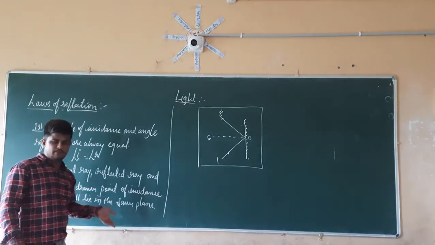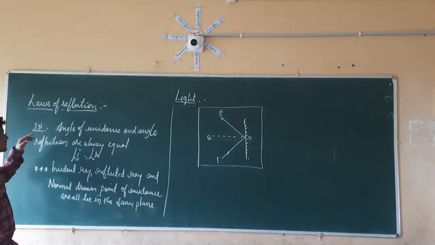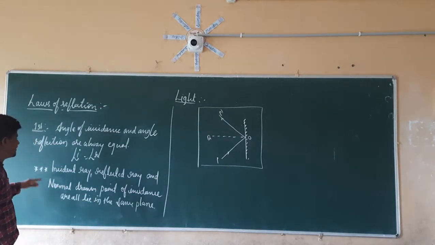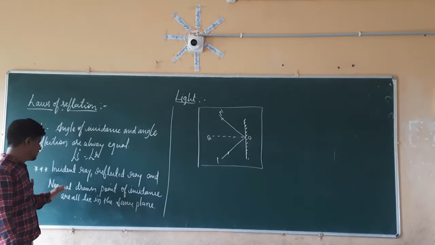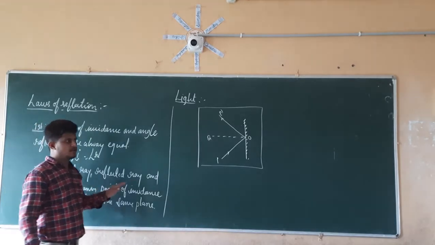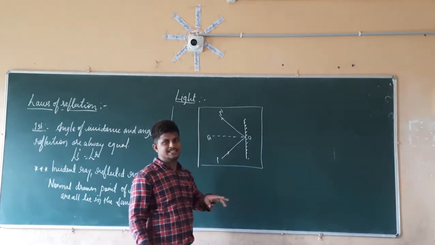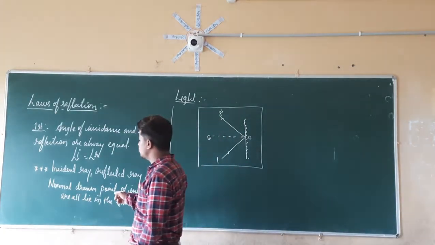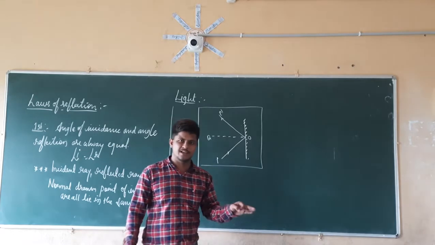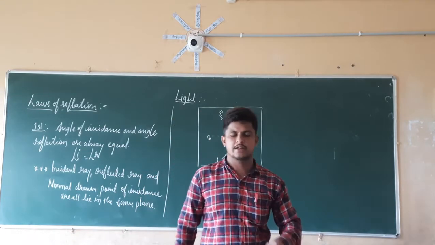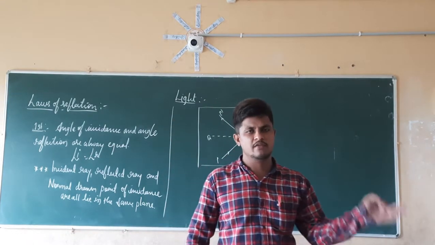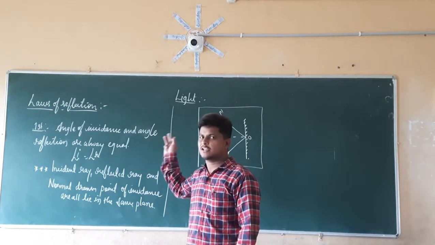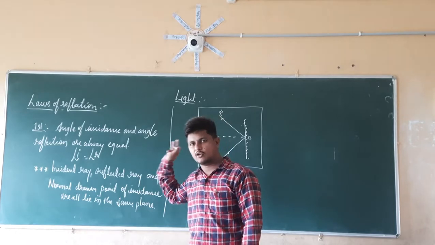So what are the laws of reflection here? The first law is that the angle of incidence and the angle of reflection are always equal. The second law is that the incident ray, reflected ray and normal drawn to the point of incidence are all lying in the same plane. So these are the two laws of reflection. And these two laws are applicable for all reflections. Wherever you see reflection of light, reflection of sound, these laws are the same. They are going to follow these laws.